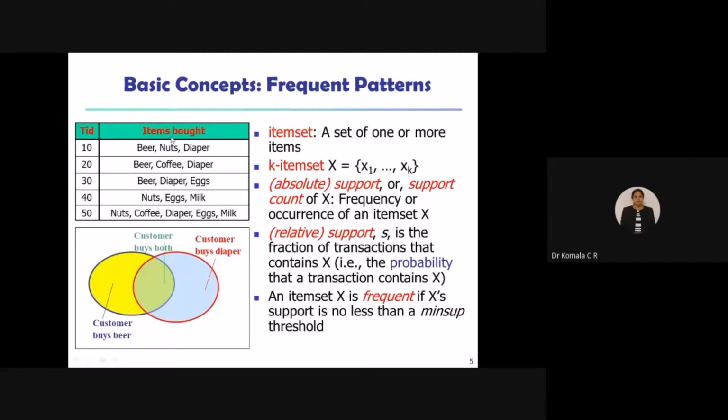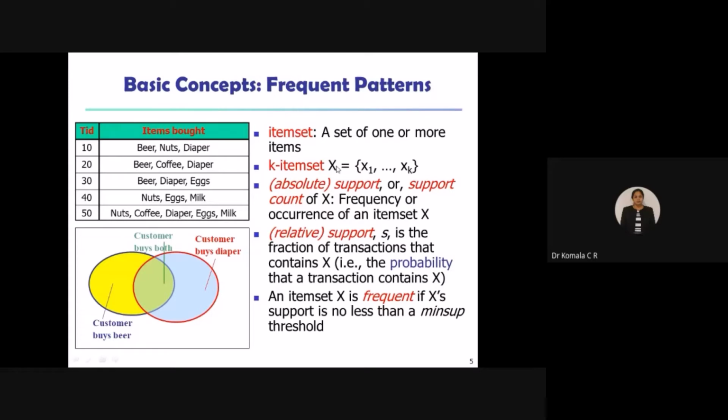Say for example, I'll take this as one item set. What does it contain? It contains a set of how many items? Here, 3 items. What are those? Beer, nuts, diaper. So that is called an item set. Fine. So now if you know the definition for item set, it is easy to write the definition for k item set. What do you mean by k item set here?